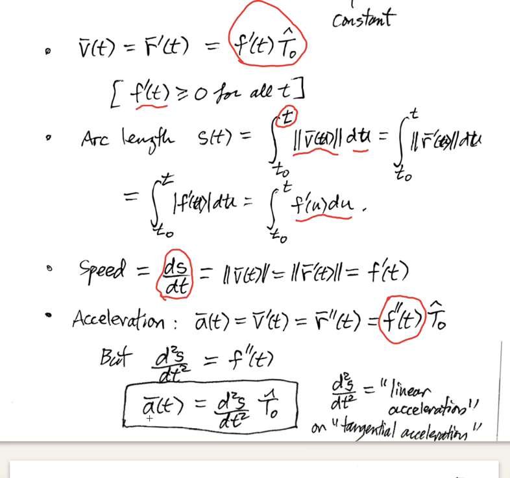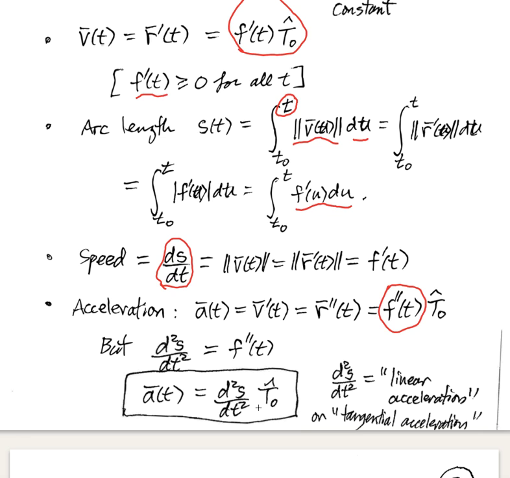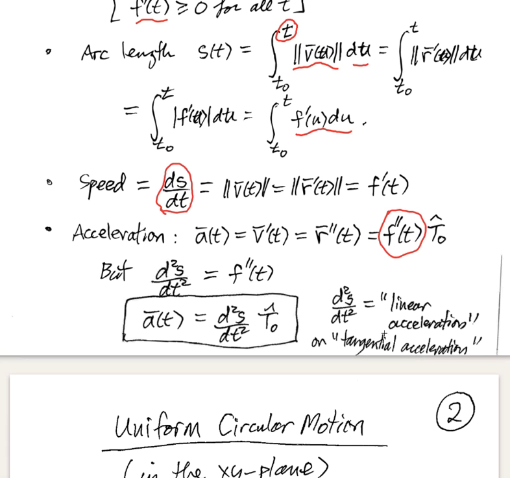So we could write acceleration this way in the case of linear motion, that it's the second derivative of arc length with respect to time times t naught. This component of t, I'm going to sometimes call linear acceleration or tangential acceleration. We'll see in a greater context why I call it that, because this is going to reappear again in general motion. Often I just call it tangential acceleration here.